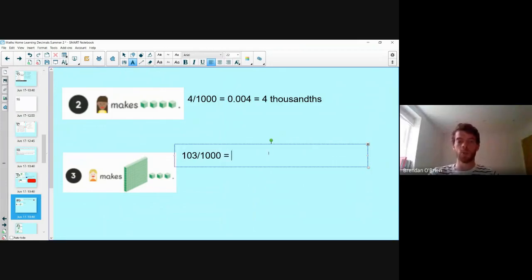How do we write that as a decimal? Pause the video and just write that one out as a decimal, please. Okay, so again, there's no whole, so we can't have any value here greater than 0. But we do have a tenth, we haven't got any hundredths, and we've got 3 thousandths. 0.103. Okay, fantastic.